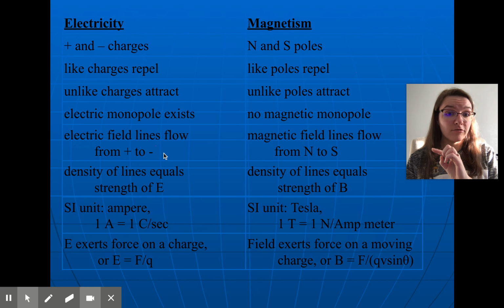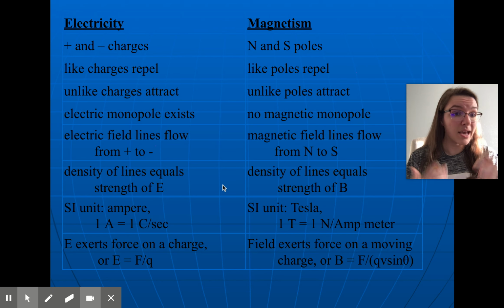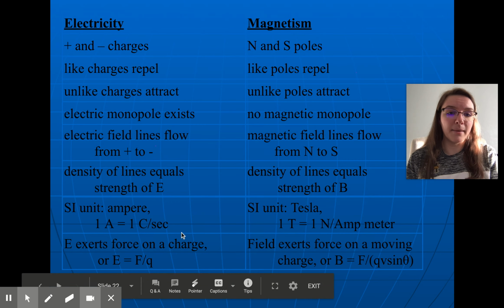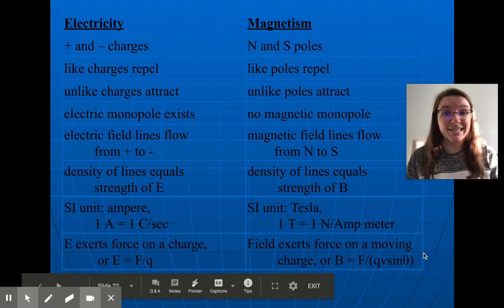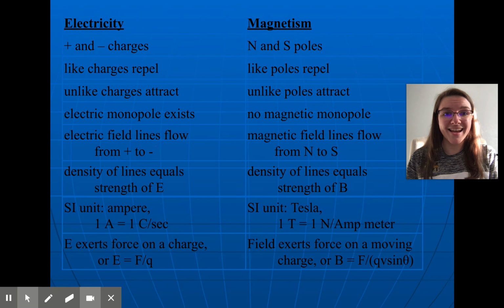Electric field lines flow from positive to negative. Magnetic field lines go from north to south. The density of lines, how many field lines there are, is equal to the strength of the electric field or the magnetic field. For electric fields, we use volts per meter, and for magnetic fields, we use Tesla. And for both of them, the field can exert a force on a charge given in those equations. And that's everything you need to know about electricity and magnetism.